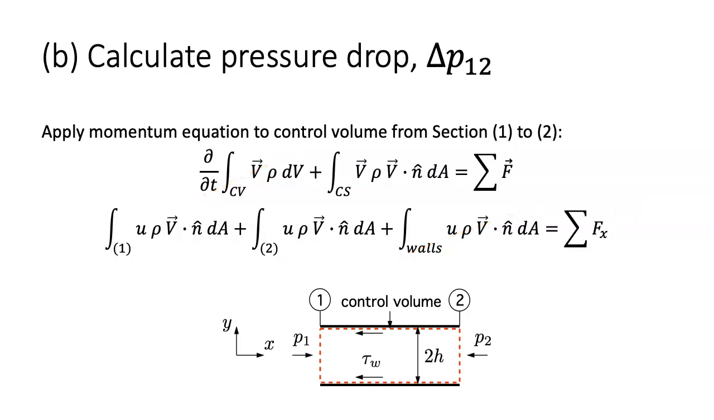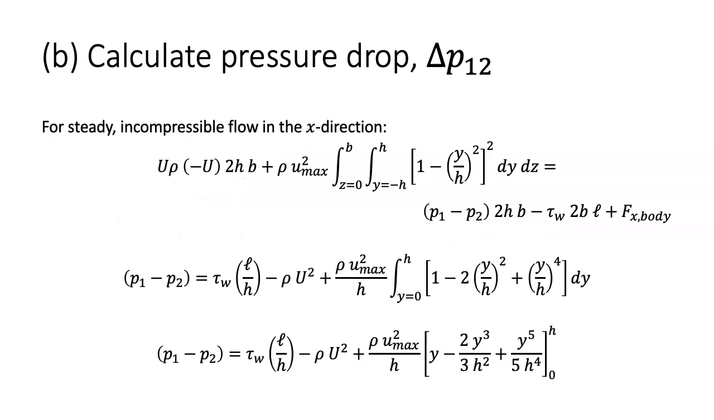For the first term on the left, the dot product of the velocity vector with the outward unit normal at section 1 gives negative capital U. Because capital U and density are constant, the area integral is just twice h times b.